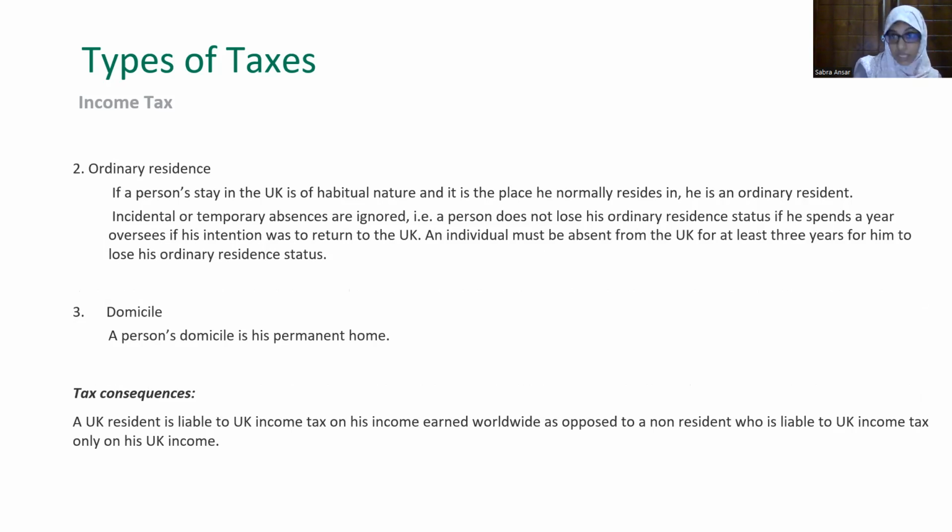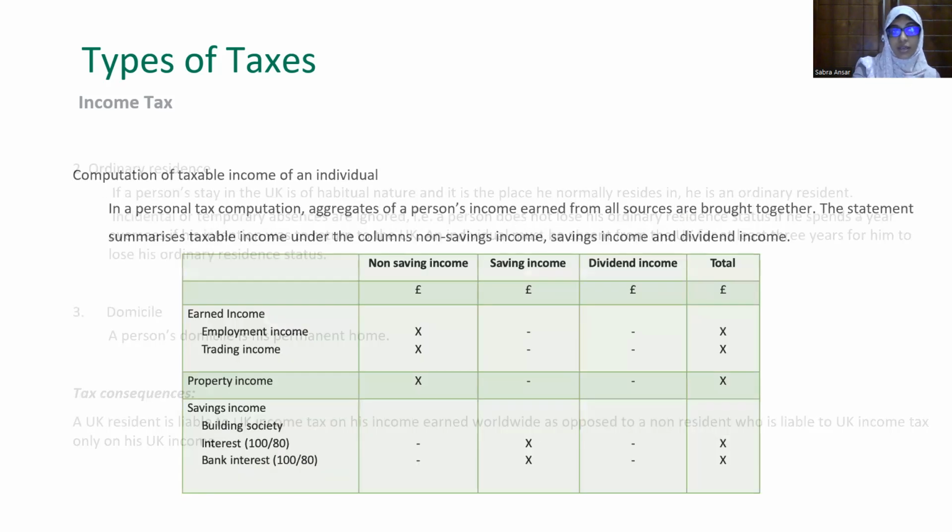So domicile is a person who has a permanent home in the UK. And when it comes to taxation, a UK resident is liable to UK income tax on income earned worldwide, as opposed to a non-resident who is liable to tax only on UK income.